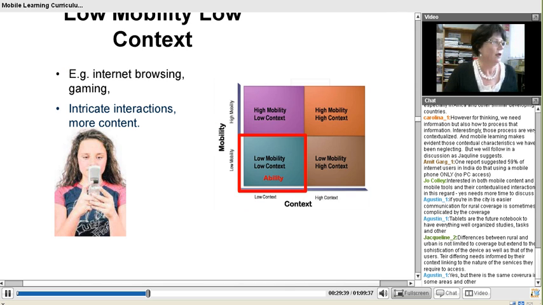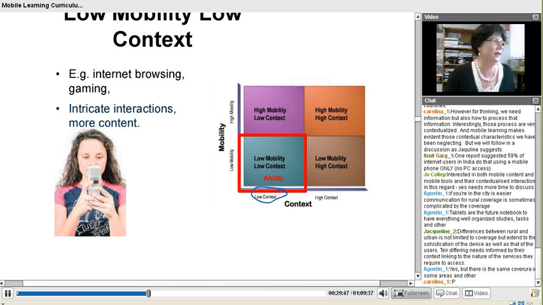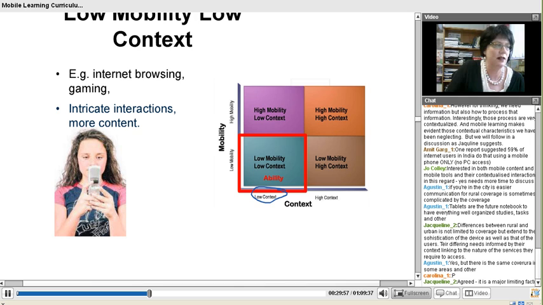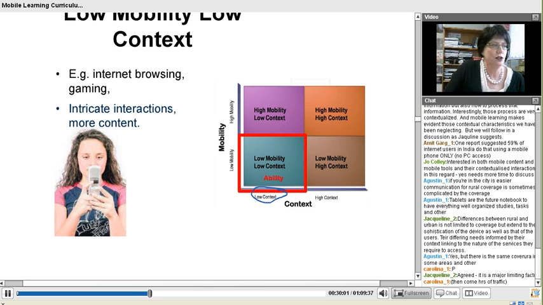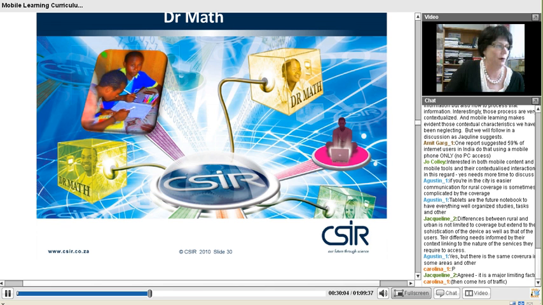All right, so the first interaction that I'd like to look at is your low mobility, low context, and then it's often about the ability. Low mobility means I don't have to move. It's not about moving around. Low context is the environment actually doesn't feed in on it. And this is your most obvious interaction in many developing contexts.